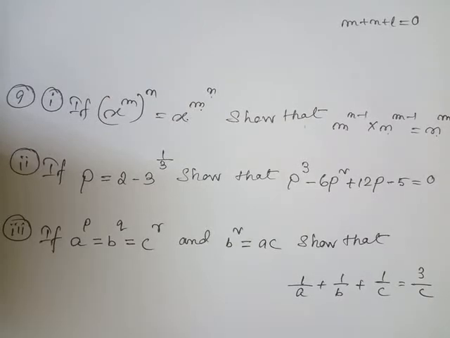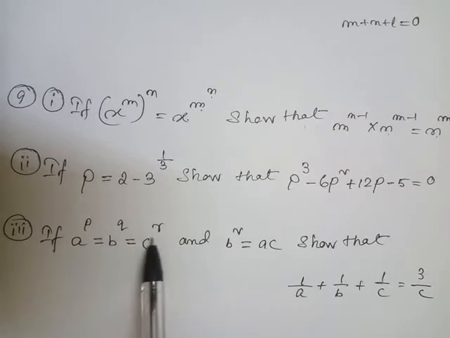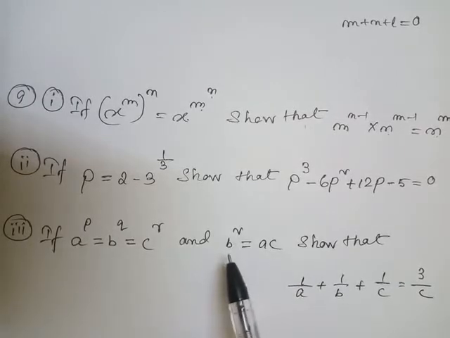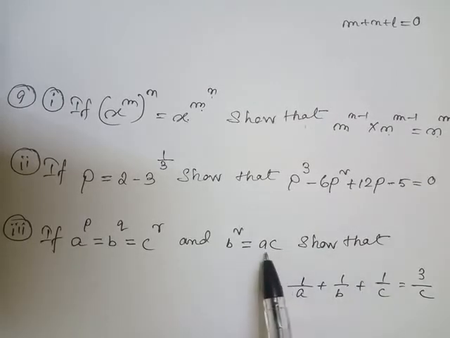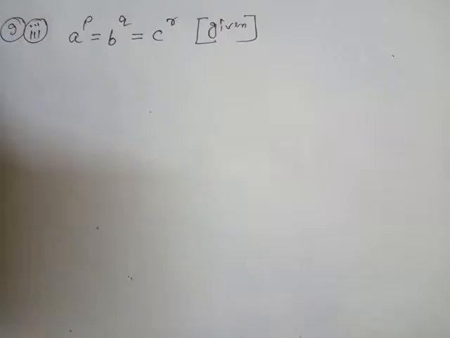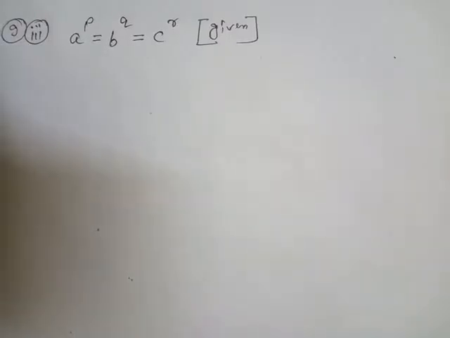Students, as you can see, 9 Roman 3: if a to the power p equal to b to the power q equal to c to the power r and b square equal to ac, show that 1 by a plus 1 by b plus 1 by c equal to 3 by c. We'll have to prove this one now. Now let's have a look how to solve this 9 Roman 3. Now look students, 9 Roman 3 solution.